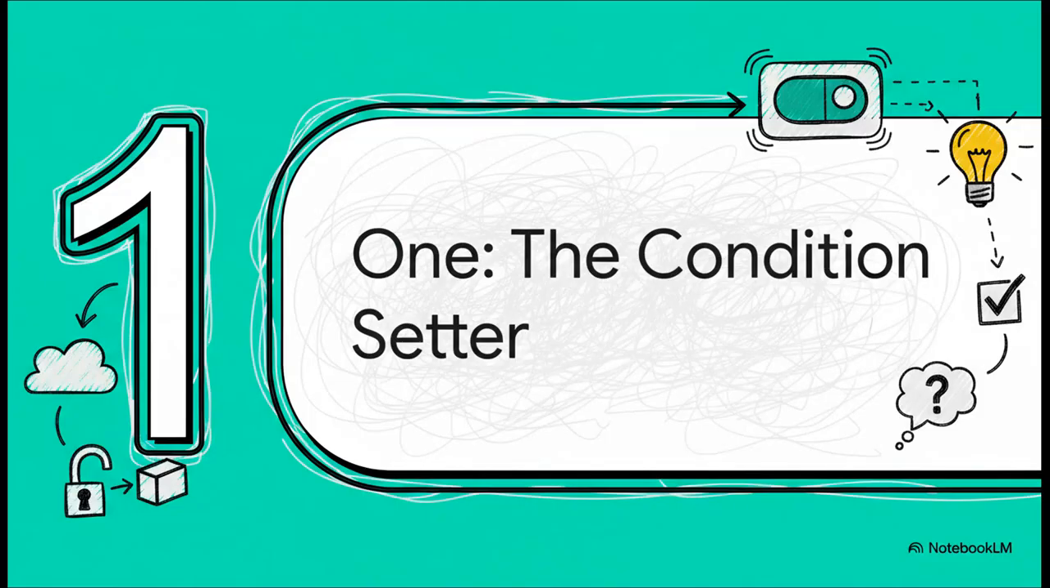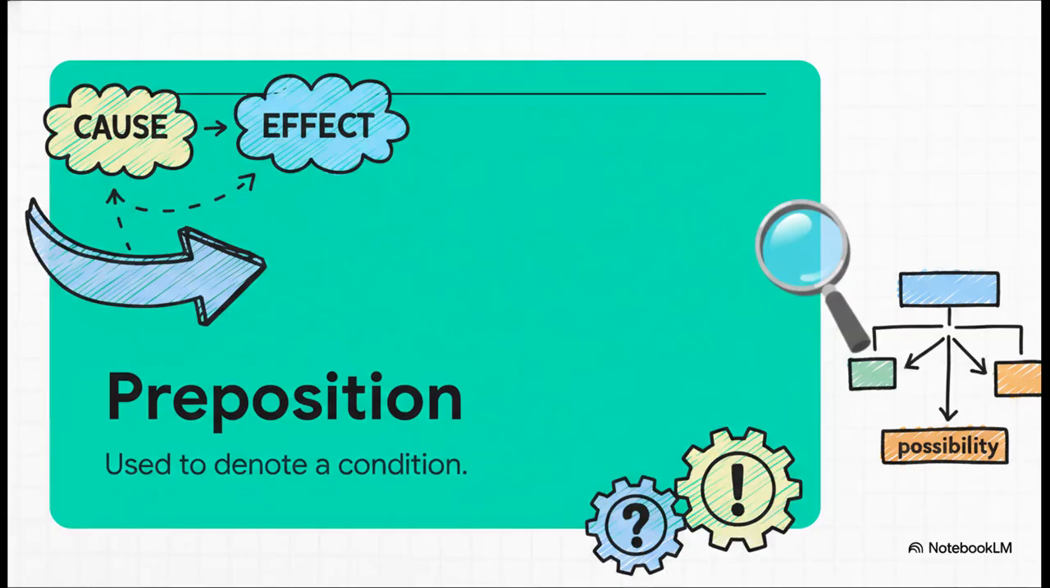Okay, first up is the role you already know and probably use all the time, if as the condition setter. This is its most common, most straightforward job. So, grammatically speaking, in this role, if acts as a preposition. Its whole purpose is to set up a condition, a scenario, a possibility. It's the word that creates that classic cause and effect relationship in a sentence.